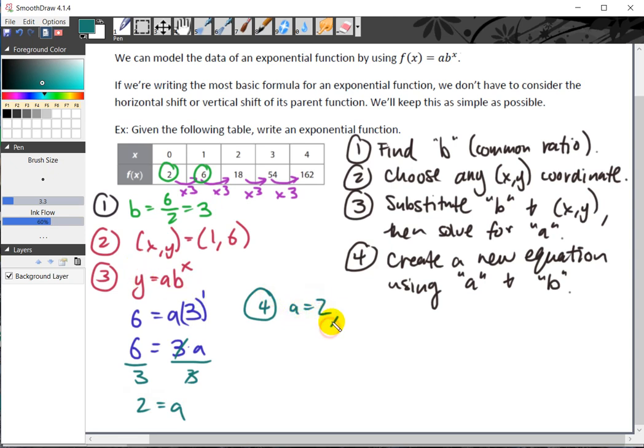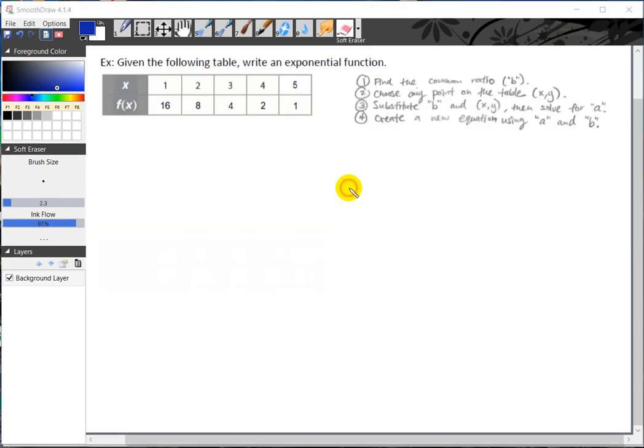Okay, so now we know what a is. A is 2, b is 3. Now we're going to create an equation in this form. Our answer is f of x equals, so a is 2, b is 3, and we're raising that to the power of x. And that's it. That's how you would create an exponential function equation. Okay, let's look at a few more examples to see how the rest are done as well.